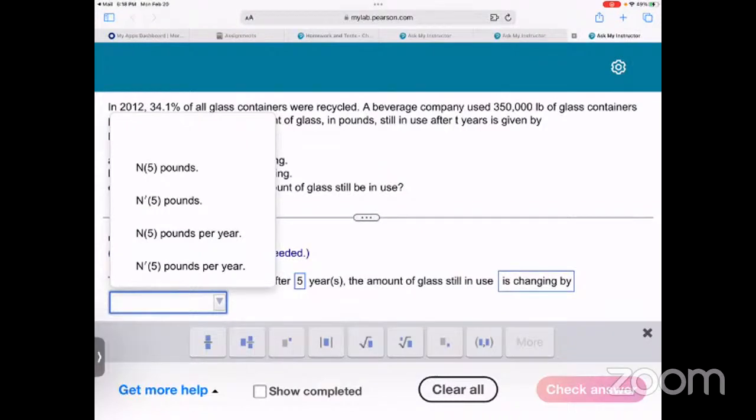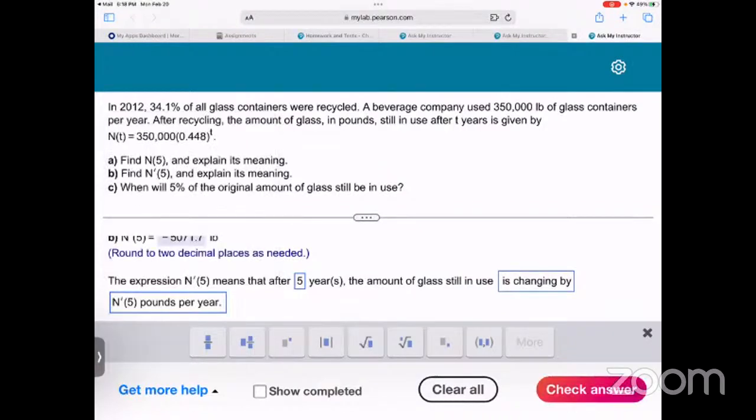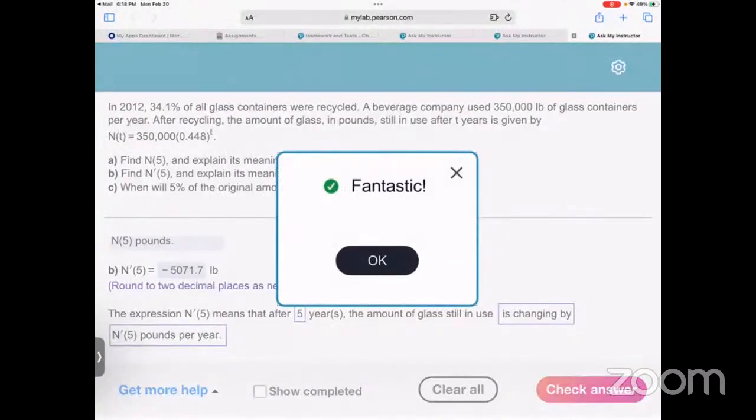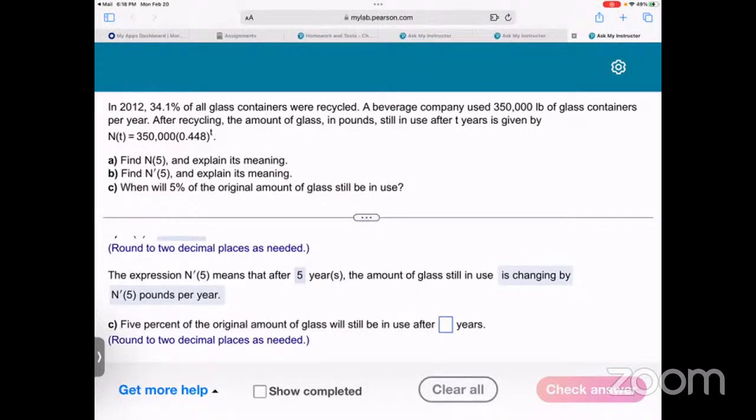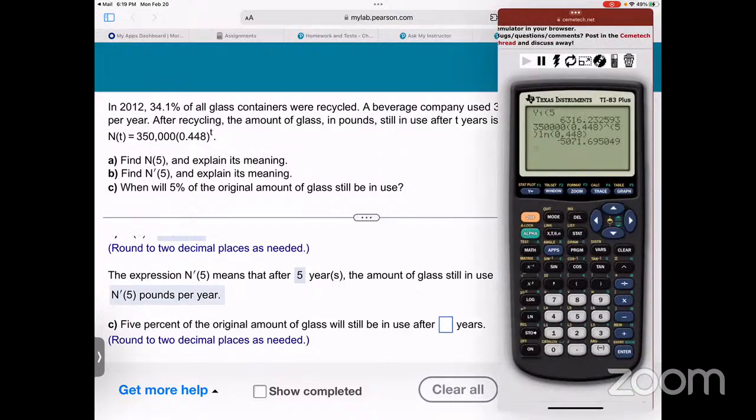Okay. Let me see. When will 5% of the original amount of glass still be in use? So we were solving for T. It seems like we let the original equal 5% and then solve for T. Okay. I think I'm going to just do this in the calculator, right? So instead of writing 5%, more than likely it should be 0.05. Usually we write that as a decimal. So then we would have 0.05 divided by that 350,000. Okay. Let me see, if we divide, we would take the log of that.